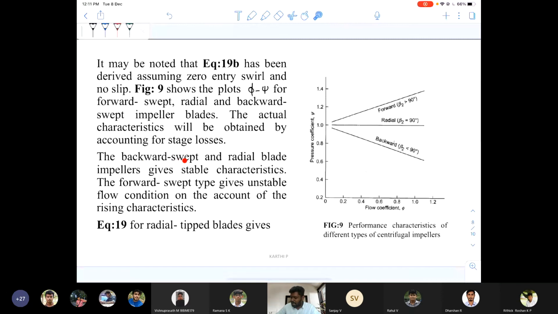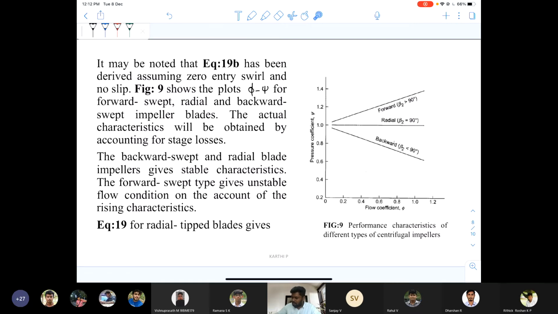The backward swept and the radial blade impeller give stable characteristics. The forward swept blade gives unstable flow condition on account of rising characteristics. If the flow coefficient keeps on rising, the radial blade and backward blade will give stable characteristics, whereas the forward blade will not. There will be an unstable condition occurring in the forward swept blade.